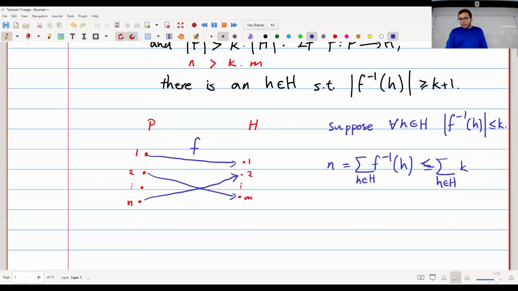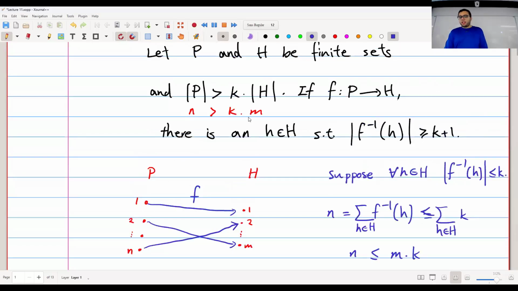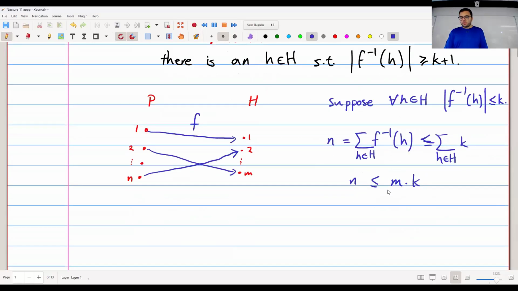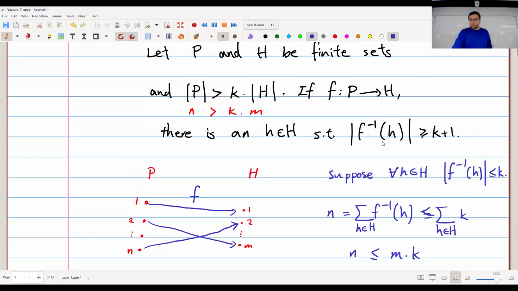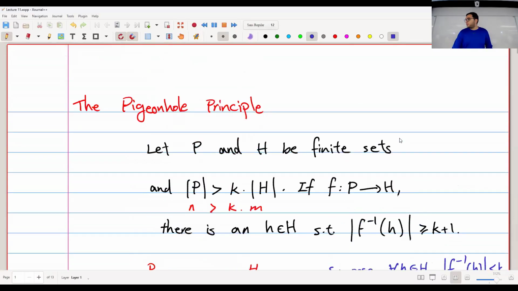But then I have m elements here. So what I just proved is that n is less than or equal to m times k. But my assumption was that n is bigger than m times k. So this is a contradiction. And so this contradiction shows that there should be a hole that has k plus 1 pigeons. Again, it's a very trivial thing.